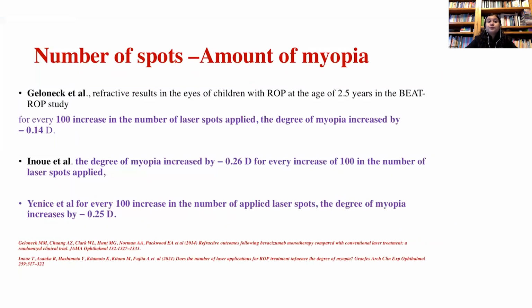So does the number of spots relate to the amount of myopia? Galanet et al. in the BEAT study reported that for every 100 increase in the number of laser spots applied, the degree of myopia increased by minus 0.14 diopter. Inu et al. reported that the degree of myopia increased by minus 0.26 diopter for every increase of 100 laser spots, and Yanis et al. reported that with every 100 increase in number of spots, the myopia increased by minus 0.25 diopter.